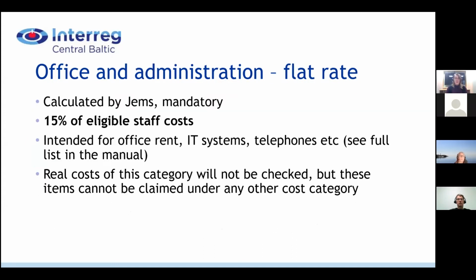So once staff costs are known, we can proceed and also see how much would be the office and administration costs. That is a flat rate, and we have probably seen it in many other situations and other programs. It will be calculated by GEMS. It's mandatory. Whatever is the number for staff costs, 15% of that will be given to the project as office and administration costs. This money is intended for office rent, IT systems, telephone, and other costs.